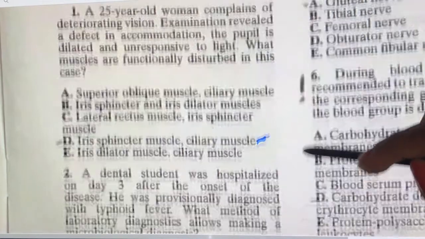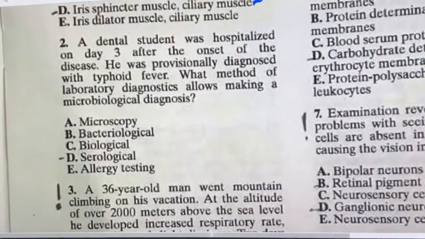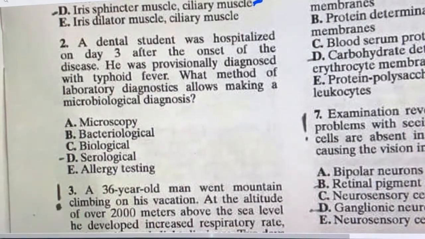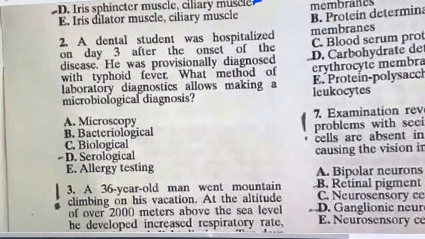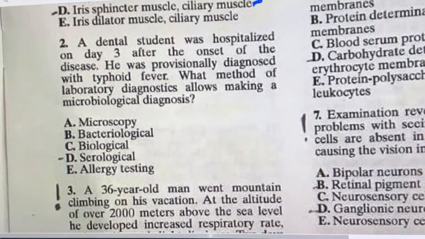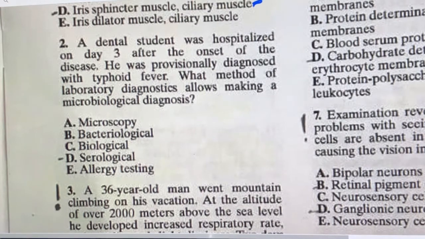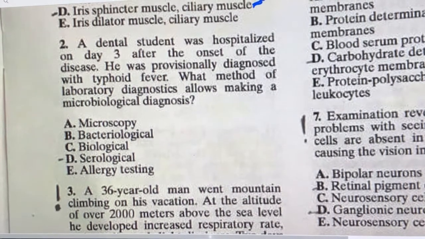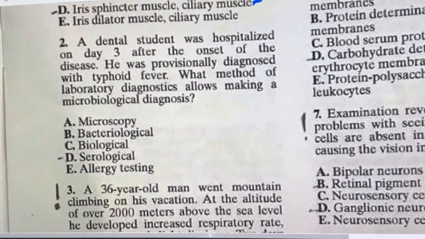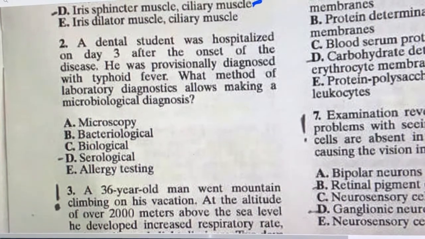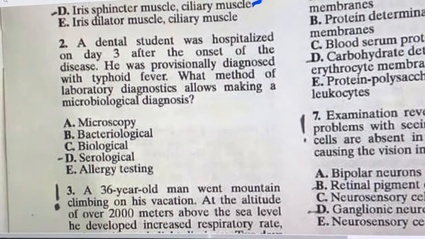Okay. So question number 2. A dental student was hospitalized on day 3 after the onset of the disease. He was provisionally diagnosed with typhoid fever. What method of laboratory diagnostics allows making a microbiological diagnosis? So first of all, day 3 and typhoid fever. So the answer is bacteriological.